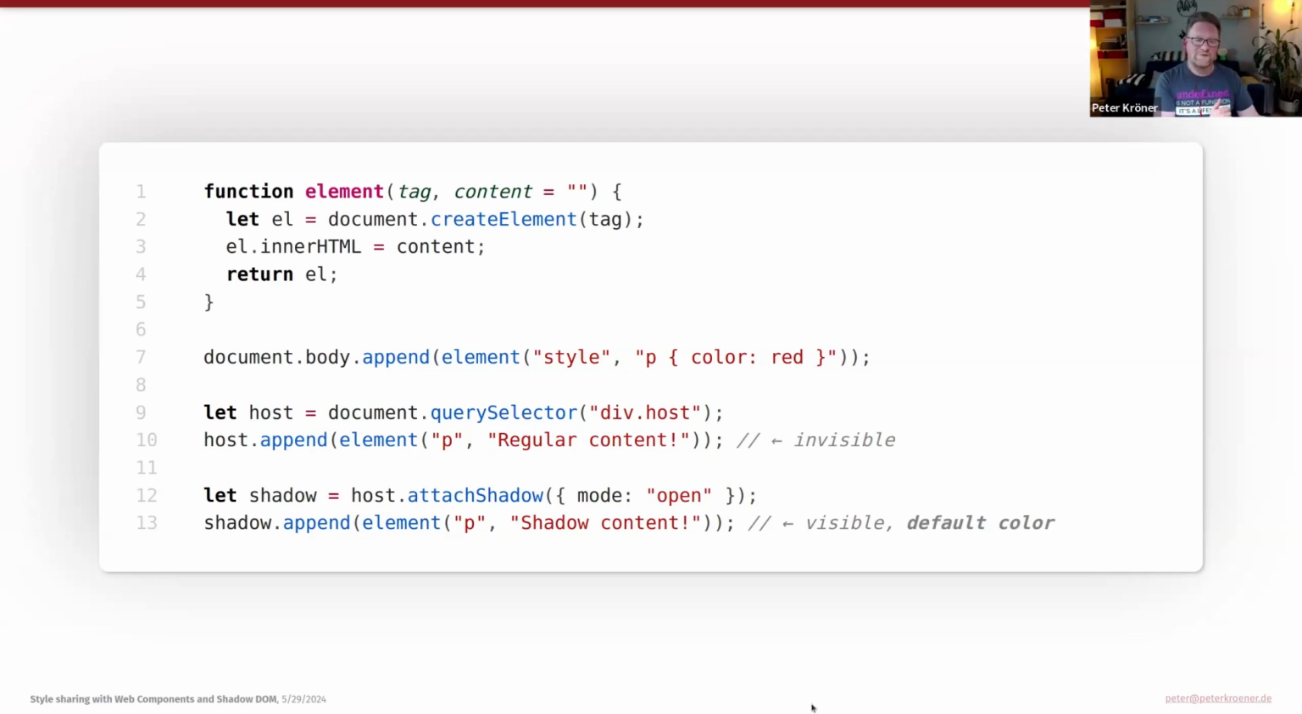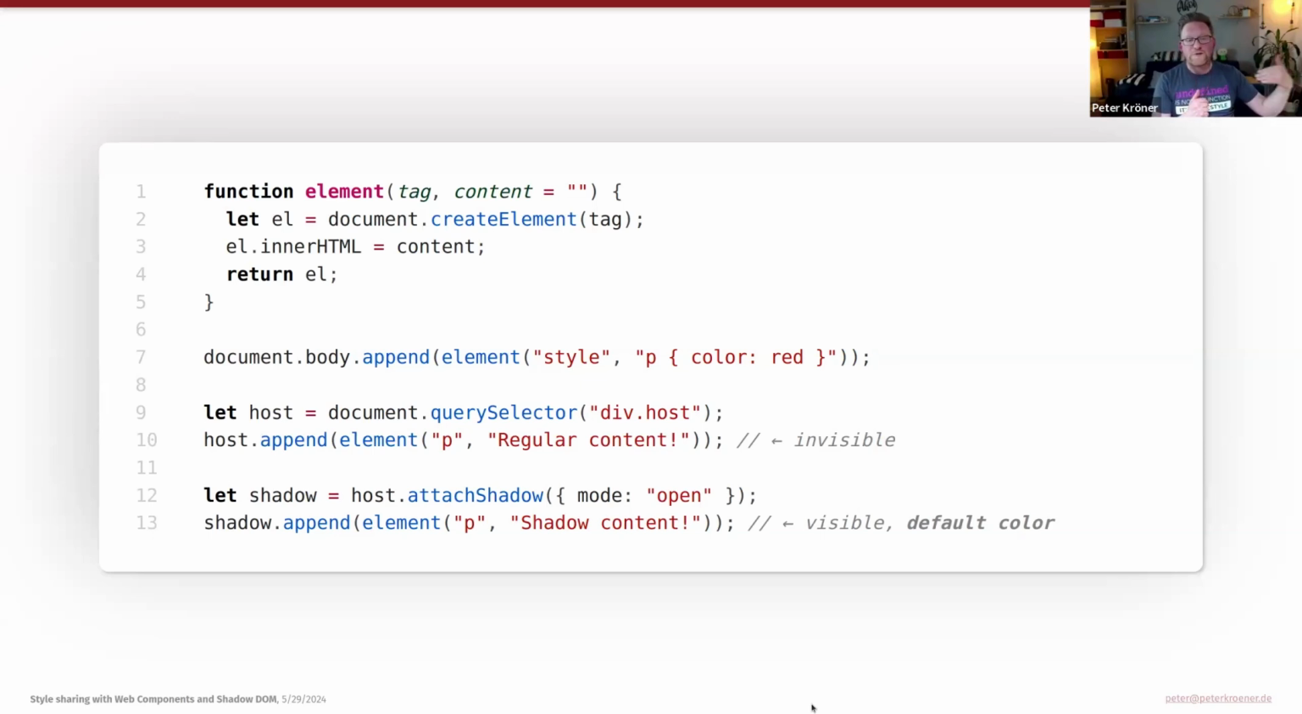Now of course let's add our shadow tree and let's add our shadow content in a p element to the shadow tree. Now these are both p elements with some text in them, but the important bit is that the style rule that turns all p elements red is contained in the main page on the document body, and the text shadow content is contained in a p element in the shadow root.